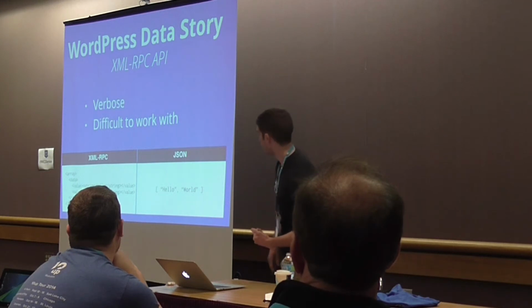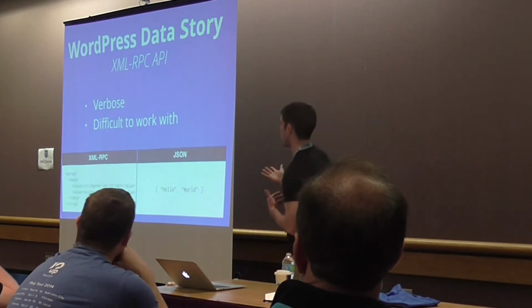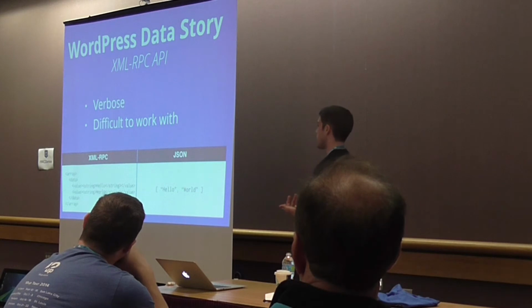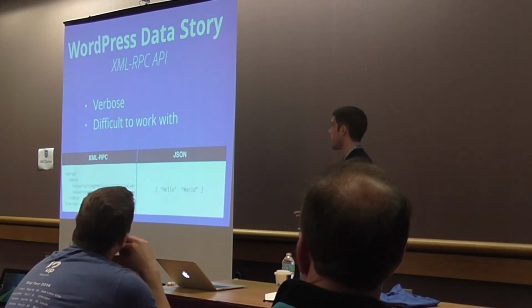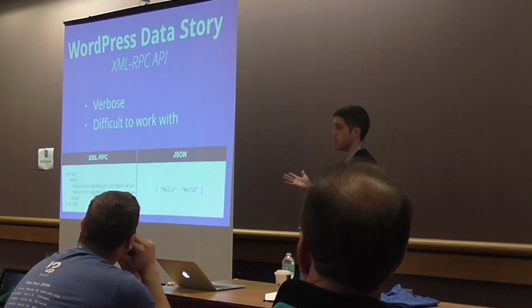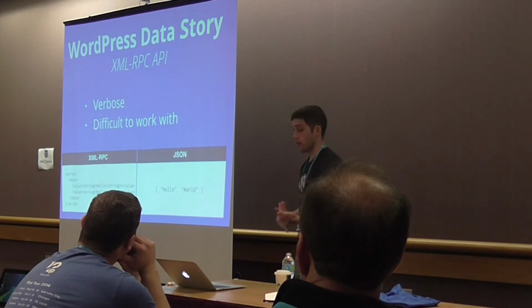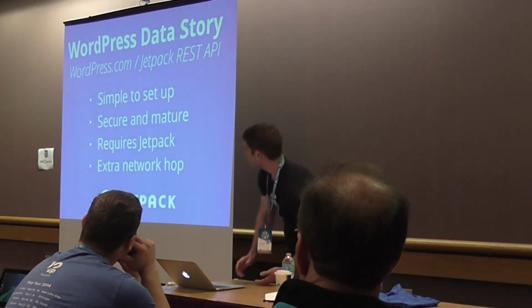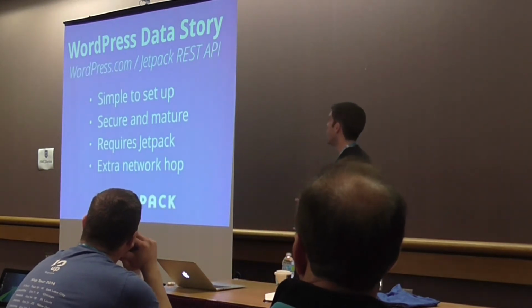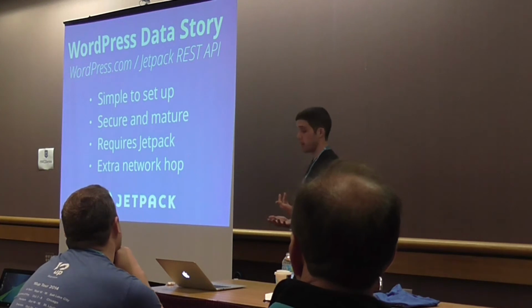what it's actually doing. It's also difficult to work with because, particularly when we're talking about single-page applications, it's not easy to work with XML in the browser. JSON is very easy to work with in the browser, and that's why XML RPC has not been used very often to build single-page applications. Next, the one that I'm most familiar with is the WordPress.com Jetpack REST API.